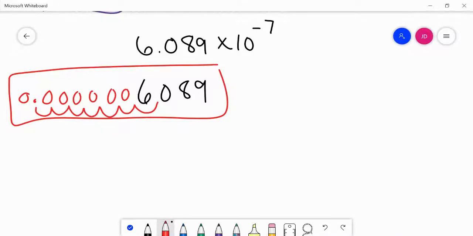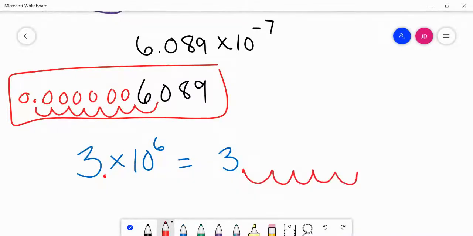Now, you may ask, what if you don't have a decimal point? Say you have something like 3 times 10 to the 6th power. You still write the 3, but the decimal spot is actually just right after the 3. So you're just moving it 6 spots to the right. 1, 2, 3, 4, 5, 6. There is where you move your decimal and you fill in your zeros. If you would like to put in your commas, you could do that too. And it's 3 million.